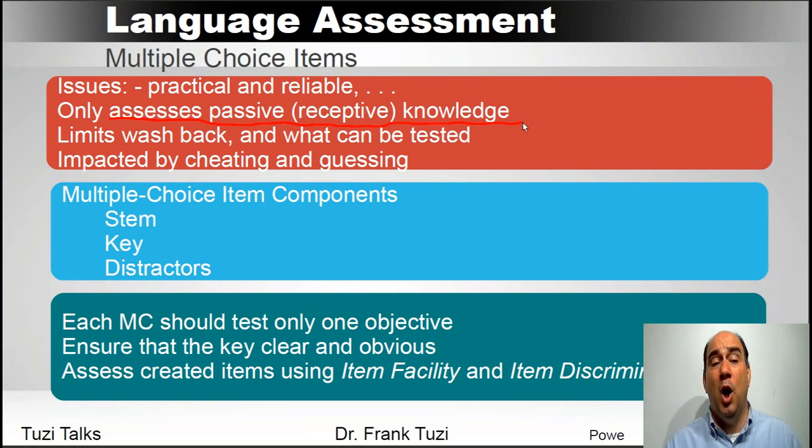It is practical, but it only assesses passive knowledge, okay, receptive knowledge. It also limits washback in some sense, and it also limits what can be tested. So performance type things are going to be more difficult to test this way because it's receptive. It also can be impacted by cheating and guessing.